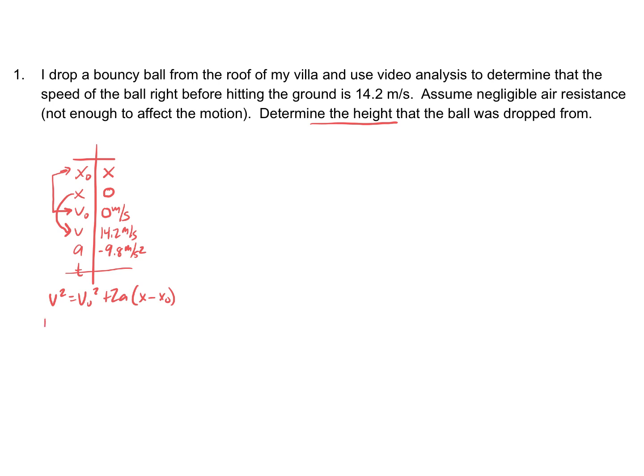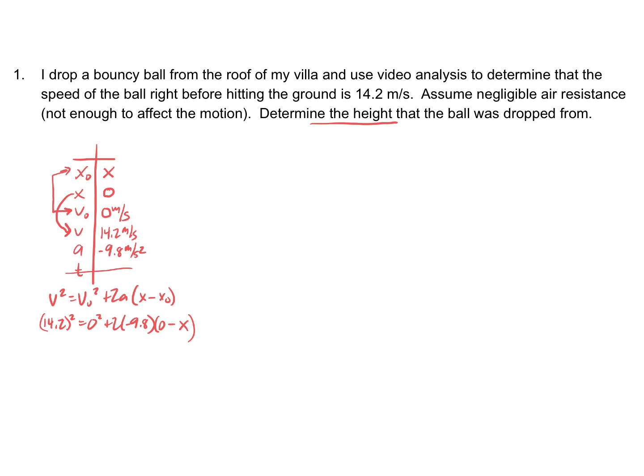I've got the 14.2 squared. I've got the initial velocity, which was 0 squared, and then I've got the 2 times the a, which is negative 9.8. Please remember to make it negative because it is down. My final position is 0. The x naught is that x. That's what I'm looking for, remember. And so now I should be able to just kind of solve.